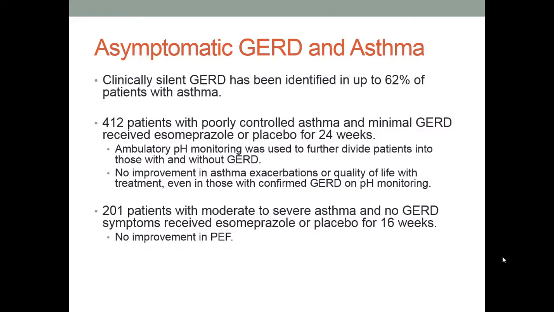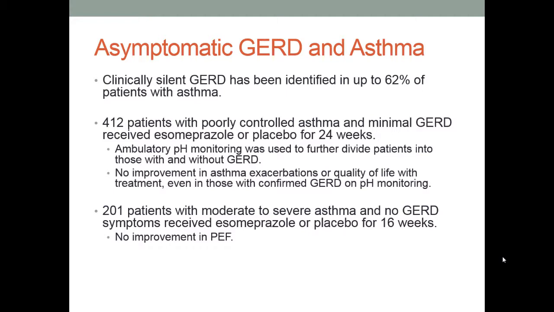So the first study enrolled 412 patients with poorly controlled asthma that they defined as either frequent exacerbations or daily beta agonist use, and minimal to no GERD symptoms. They were randomized to esomeprazole or placebo for 24 weeks. They further divided the placebo group and the esomeprazole group into those with and without GERD based on ambulatory pH monitoring. Based on the study, they found that there was no improvement in asthma symptoms or quality of life on questionnaire with treatment, even in those with confirmed GERD on pH monitoring.